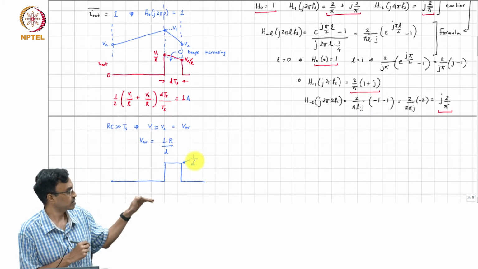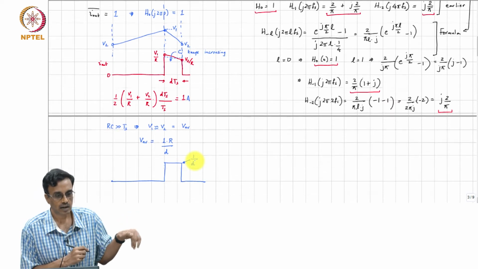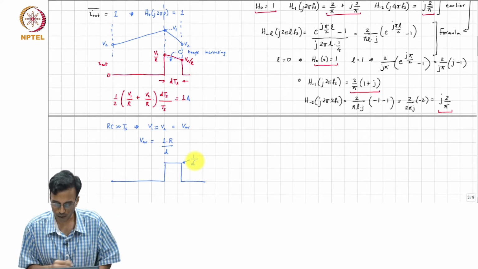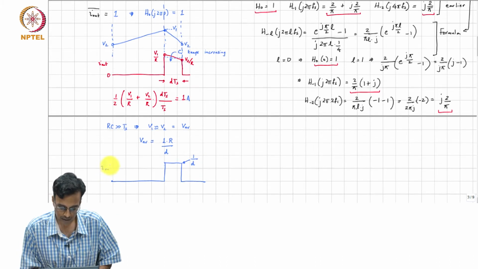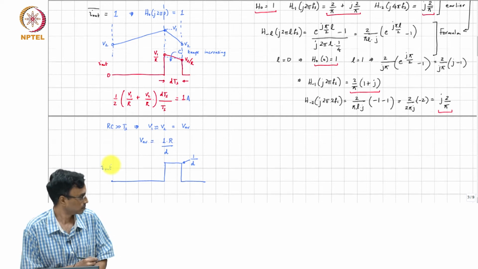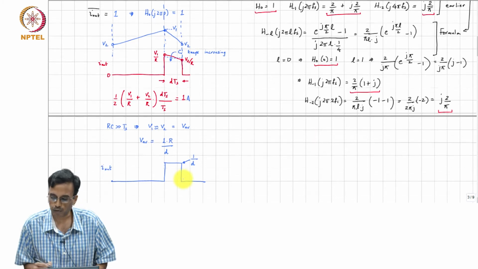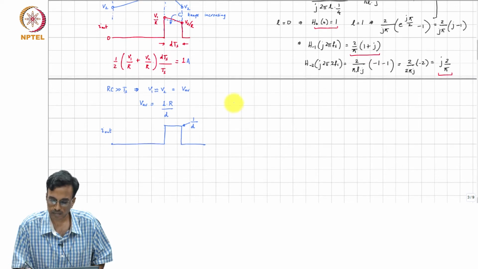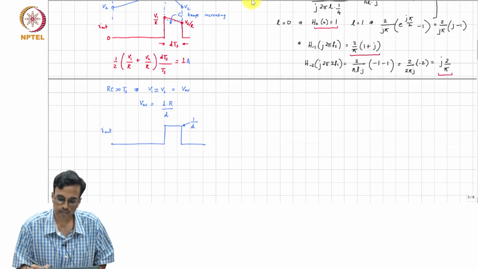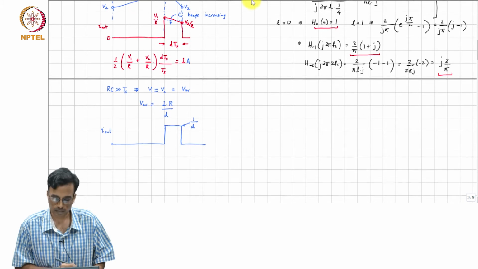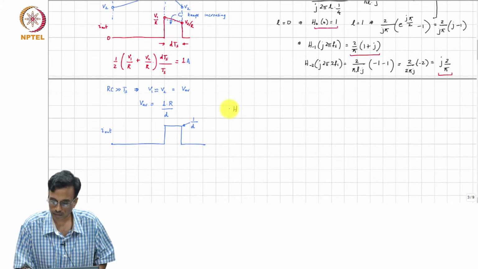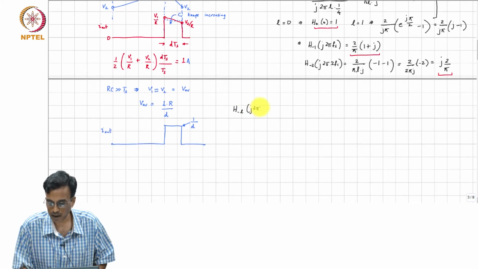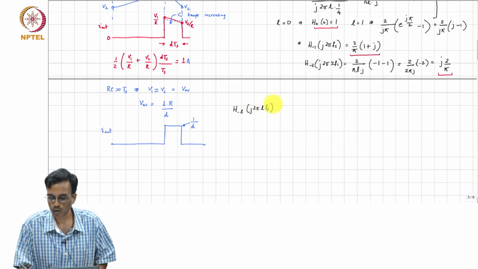The average voltage is 1 R divided by D. The average current will therefore be this; the current waveform will be this. So, to find the H sub minus L of j 2 pi times L Fs, what would we need to do?